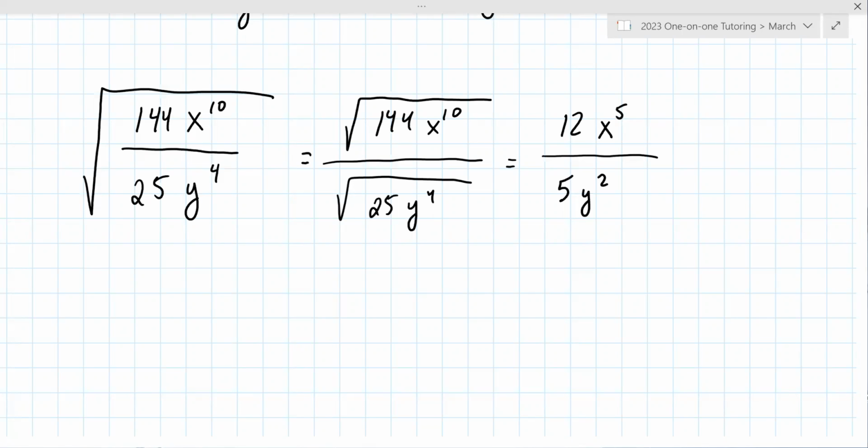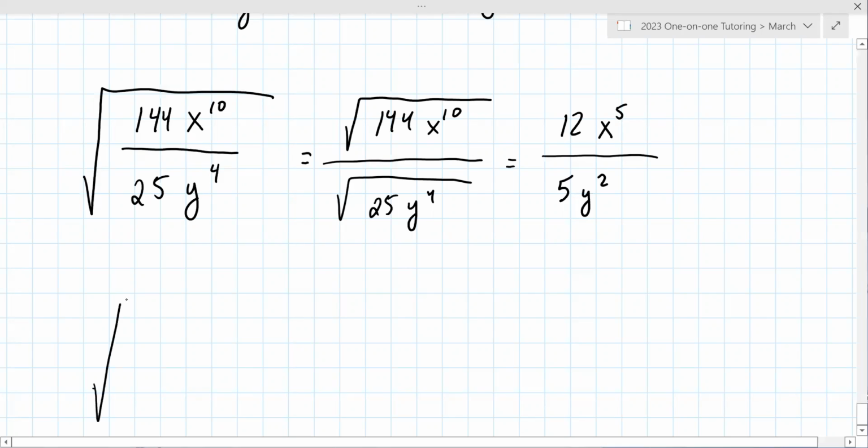Okay. All right, so here's another one for you to try. Square root of, what have we not done in a while? Let's go 49 x to the 8th, and then we'll go on the bottom here, 16 a to the 70th power.